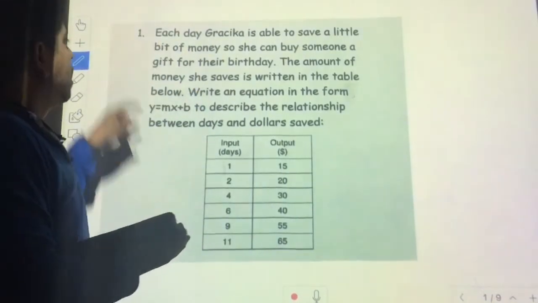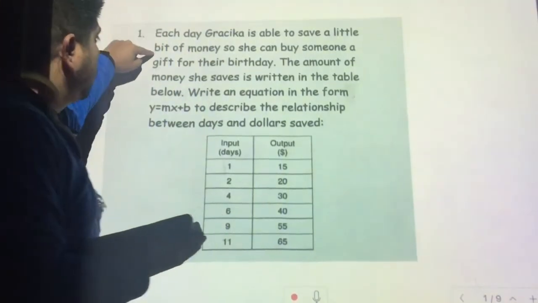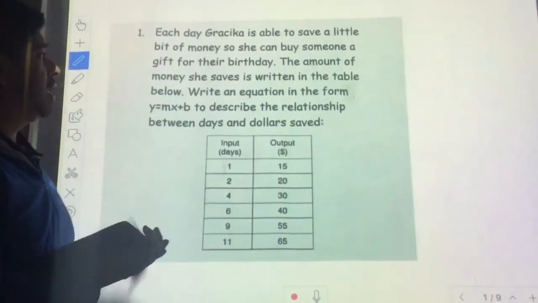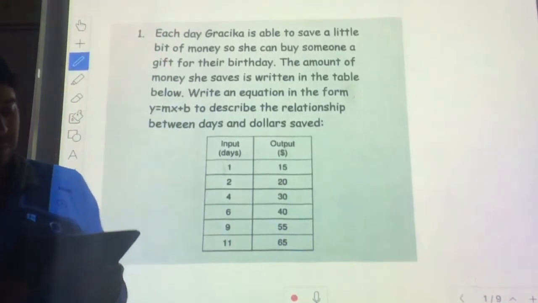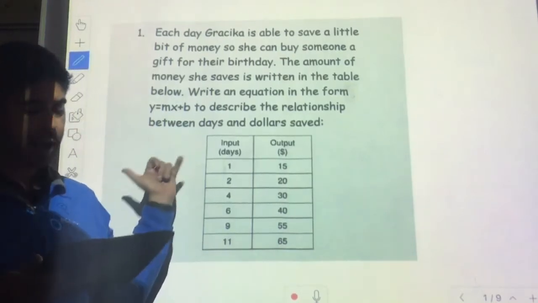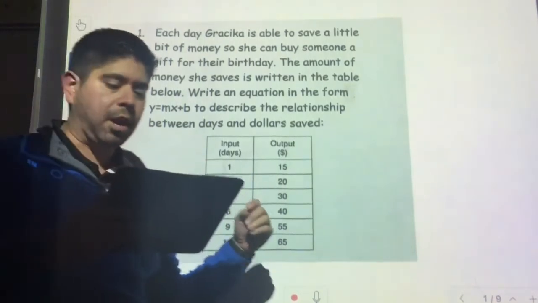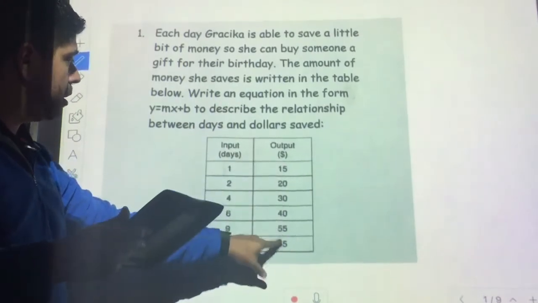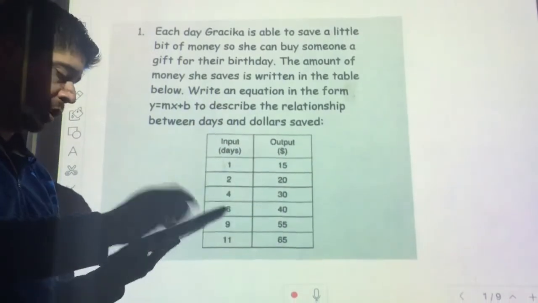Number one, each day Grisika is able to save a little bit of money so she can buy someone a gift for their birthday. The amount of money she saves is written in the table below. Write an equation in the form y equals mx plus b to describe the relationship between days and dollars saved. So here is my input and my output.